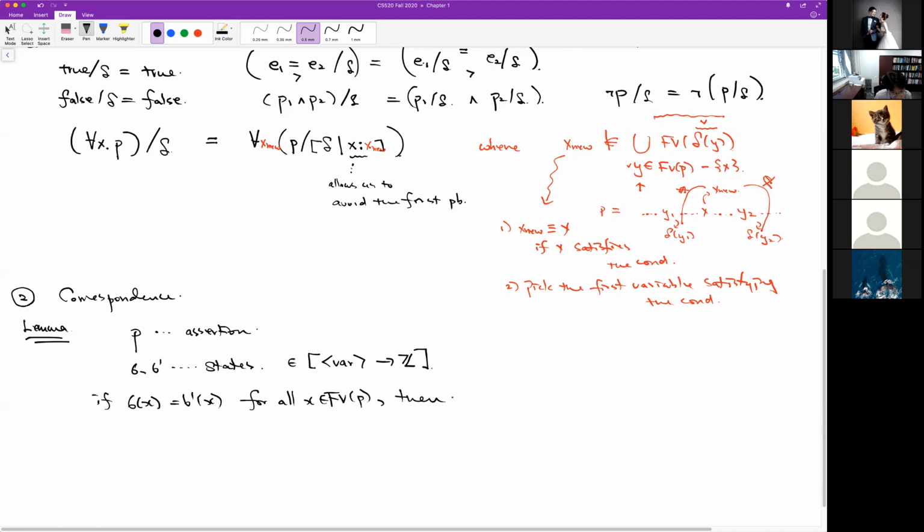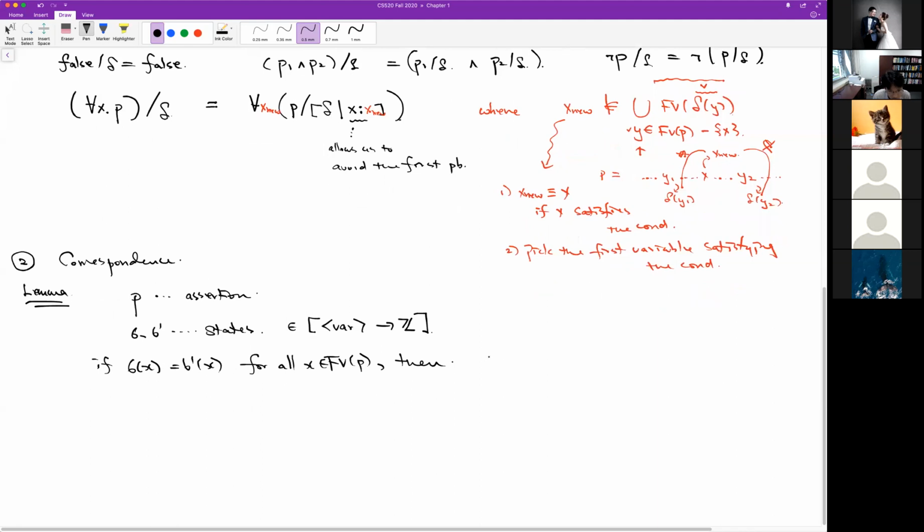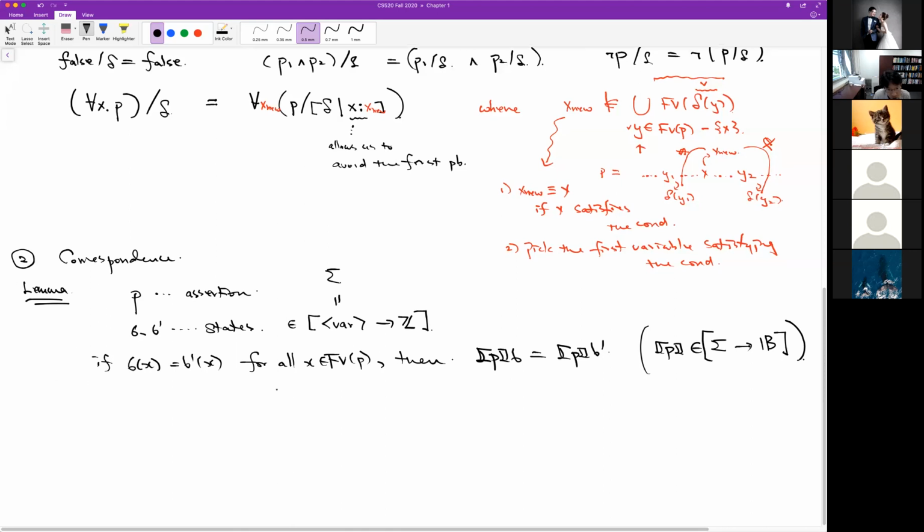So then the semantics of P on sigma should be the same as the semantics of P on sigma prime. So what is semantics? The semantics of P should be a mapping from state, sigma, to the Boolean. So the first statement says that for all the free variables in P, if sigma and sigma prime say the same thing, then P on sigma and P on sigma prime should have the same value.